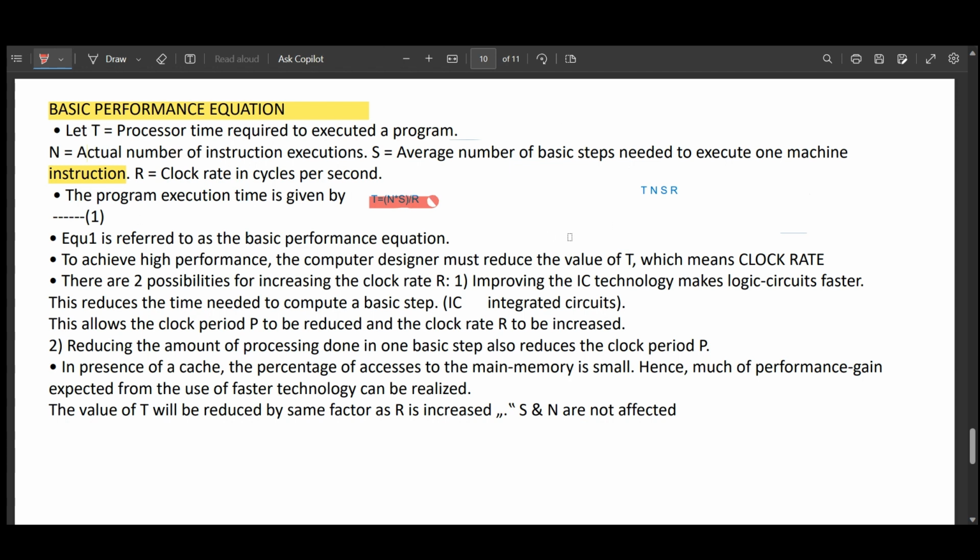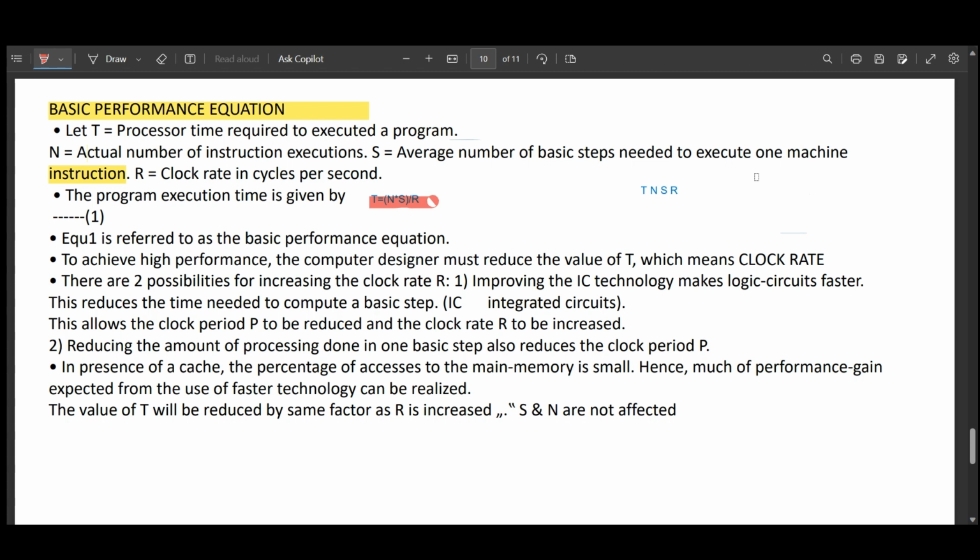According to VTU, they will ask these five concepts that I've explained. So far, I've explained bus structure, performance, and clock rate. In this video, I'm explaining the basic performance equation and performance measurement. They will ask like this: explain the following terms, and each concept will be given 2 marks. So you can write this equation and tell what N stands for, what S stands for, and what R stands for, and you can get 1 mark at least.